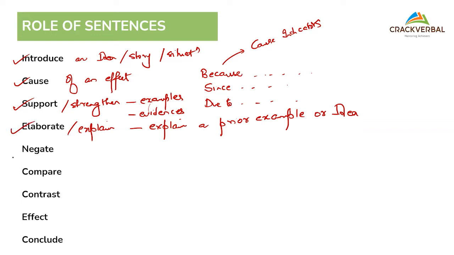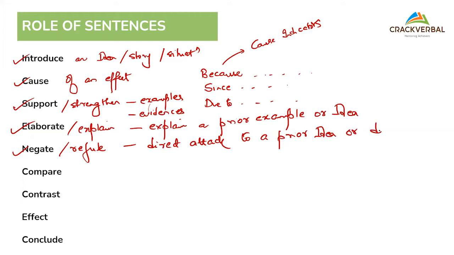Then negation. Negation is very important. Negate is refute. Direct attack. Direct negation, a direct attack on a prior idea or data. That is what a negation is. So there are many sentences which are refuting prior thoughts.